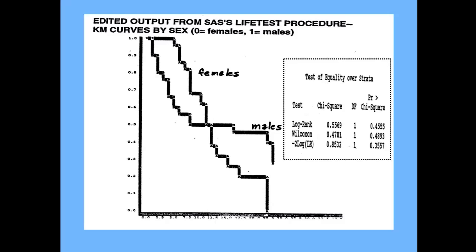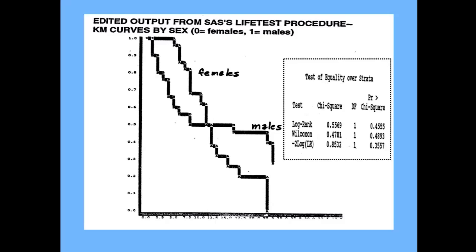The effect of interest, in this case, comparing males versus females, depends upon whether you're talking about early in the study or later in the study. So you might not want to do a log-rank test if you get a picture like this. In fact, you notice that the log-rank test gives you a chi-square of 0.5569 with 1 degree of freedom. Significant?